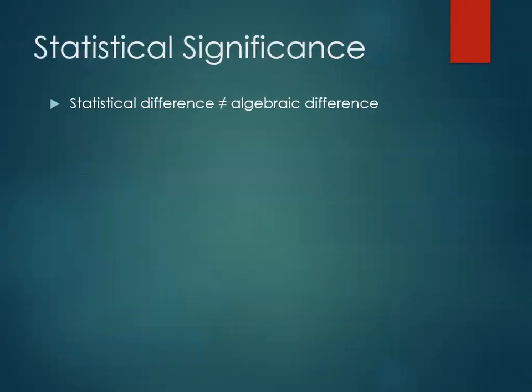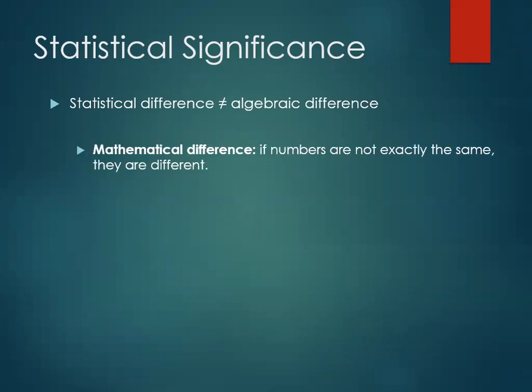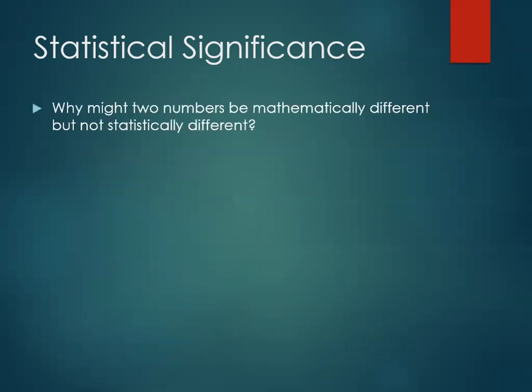In these inferential statistics, though, we're looking at something a little bit different. A mathematic or algebraic difference exists if numbers are not exactly the same. But when it comes to statistical difference, there's an additional burden of proof that needs to be met. The first thing we need to think about is why two numbers might be mathematically different but not statistically different. So let's turn to our imaginary chalkboard here. If I can get this bigger.